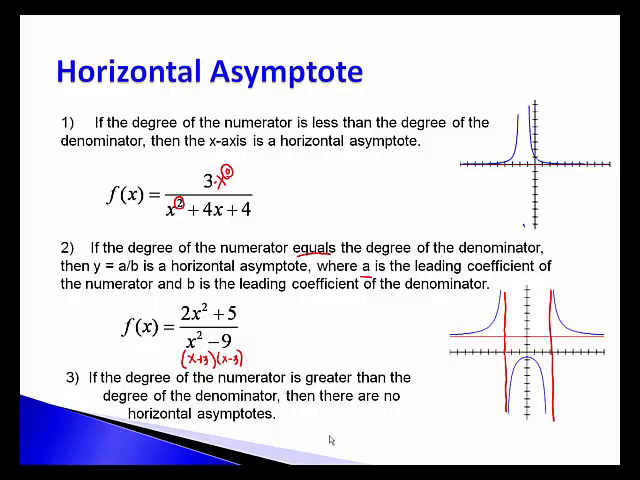So those are our three rules for horizontal asymptotes, each of them dealing with the degrees of the numerator and the denominator. That's all I have for you today on rational functions.